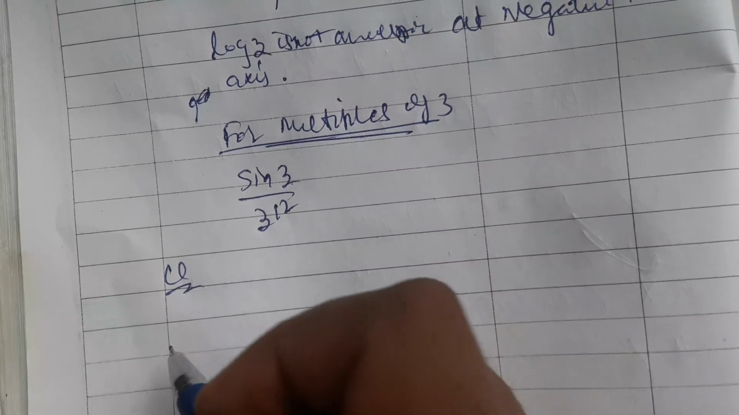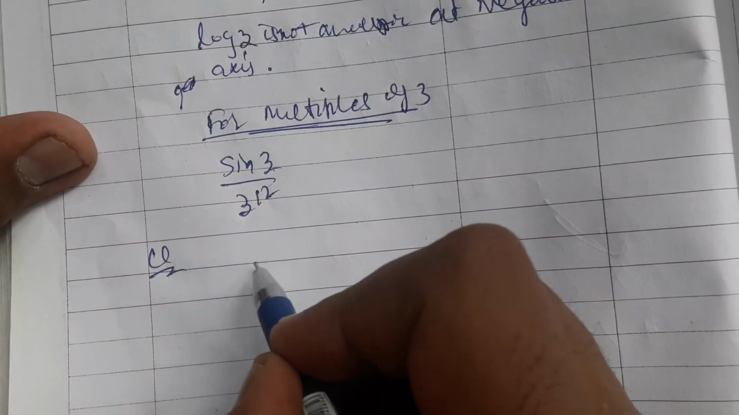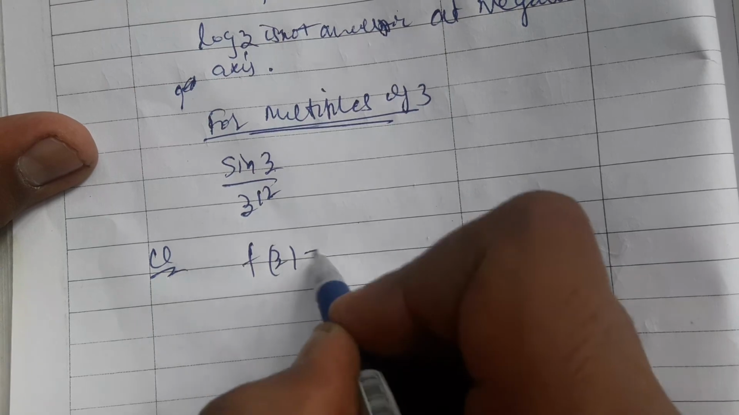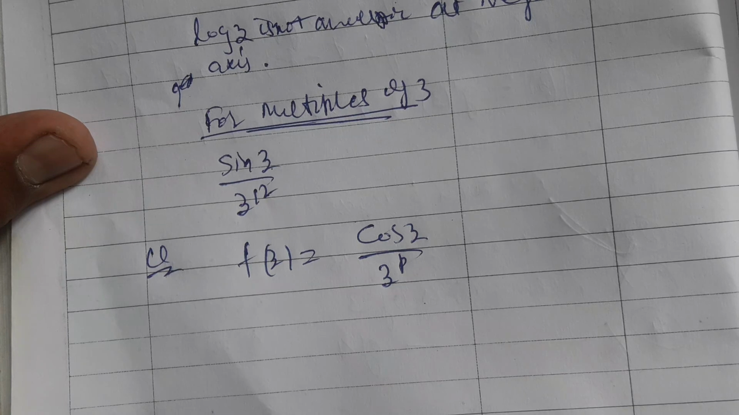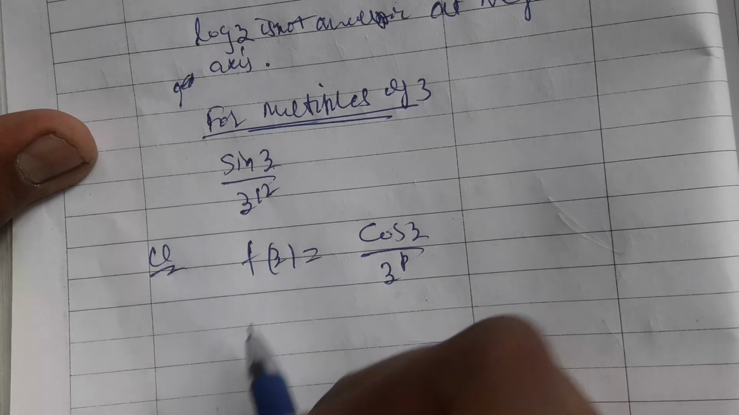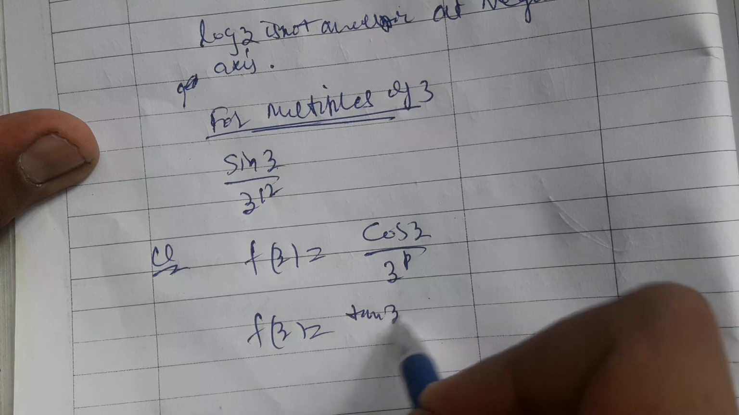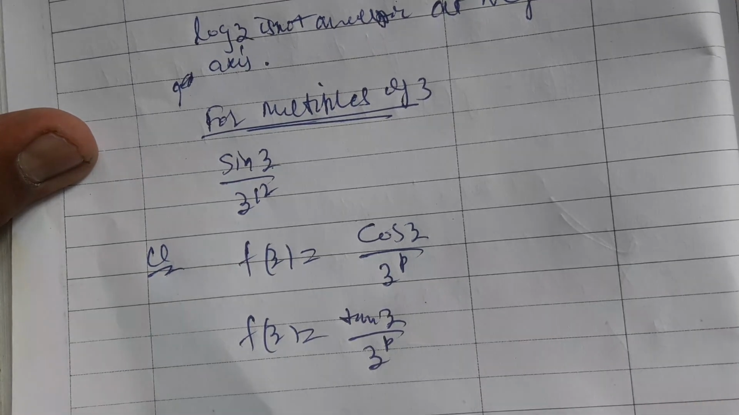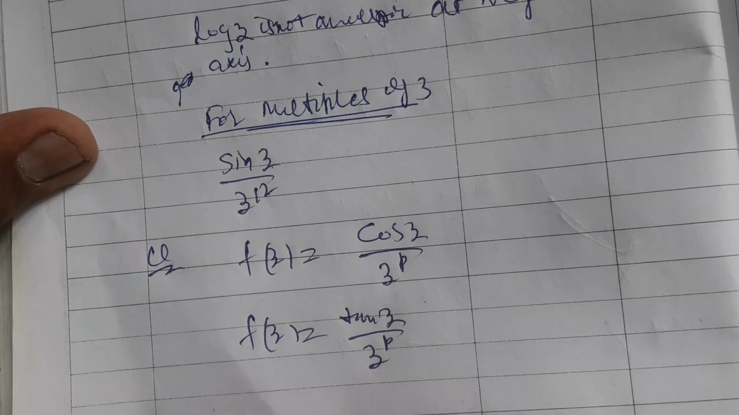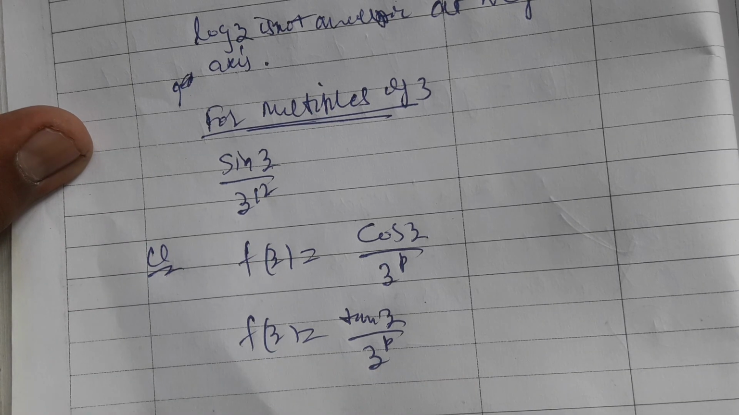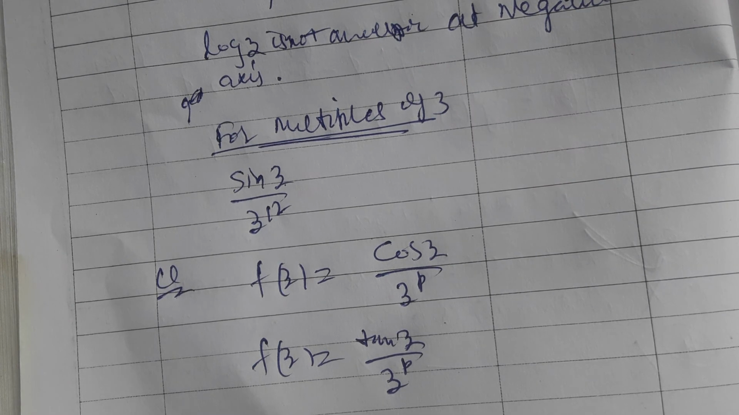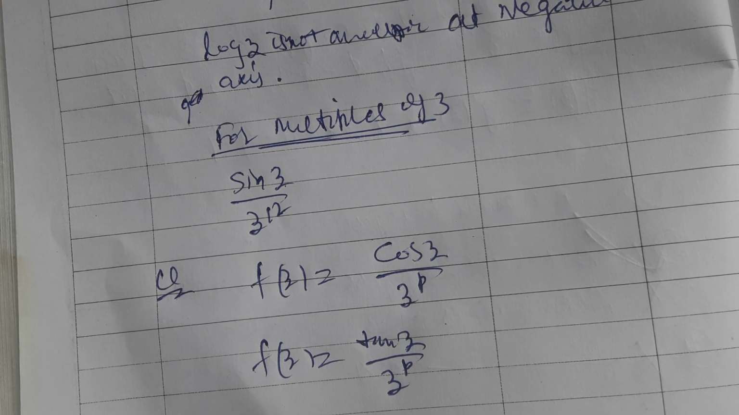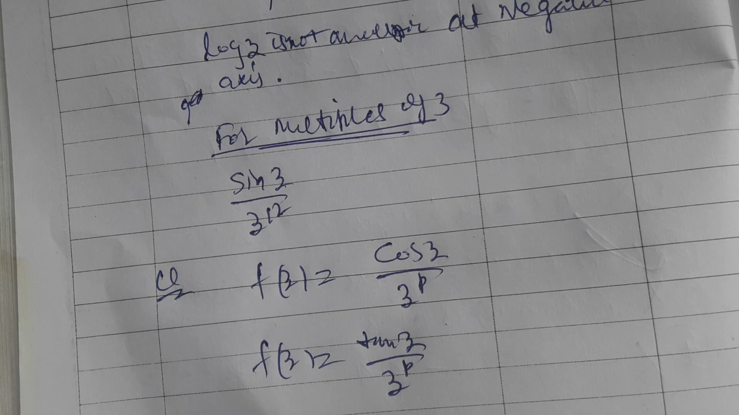Please do this as an exercise. Take f of z equal to cos z upon z^p. Check which of the following options is going to be true. Also check for tan z upon z^p. Check which of the options is true and which is discarded. Please do that and comment, and I will explain this in the next video if someone fails to do it.